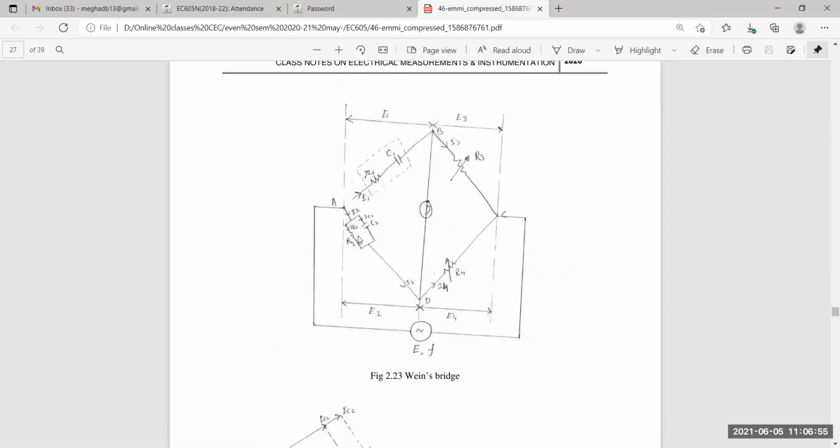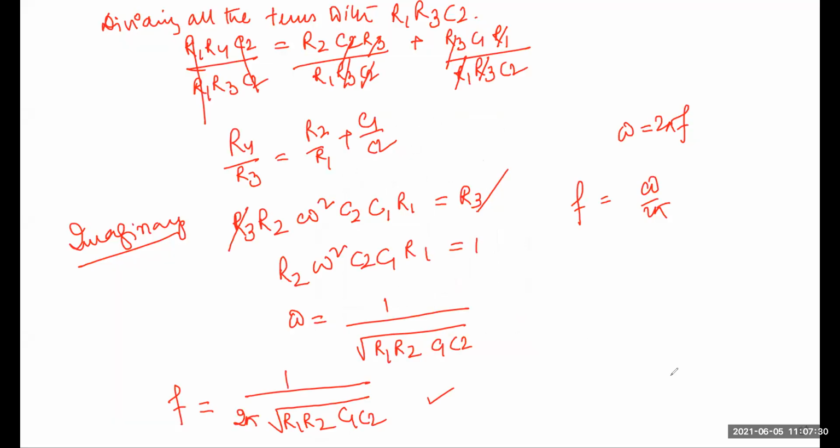Working at 1000 Hertz, arm AB is a 0.2 microfarad pure capacitance, arm BC is 500 ohm pure resistance, and CD contains an unknown impedance. Arm DA has a 300 ohm resistance in parallel with a 0.1 microfarad capacitor. Find R and C or L constants of the arm CD, considering it a series circuit. Okay, this problem, I did some portion and I told you to find out the value of R. So forget about that. Today I'll do the fresh sum.